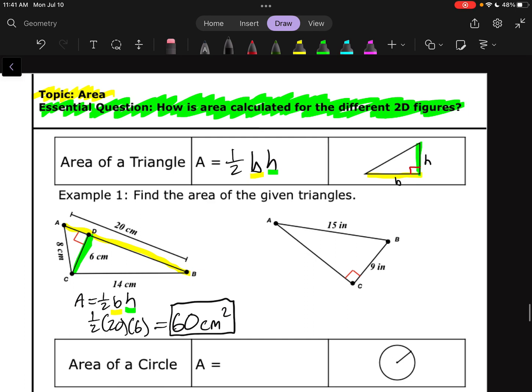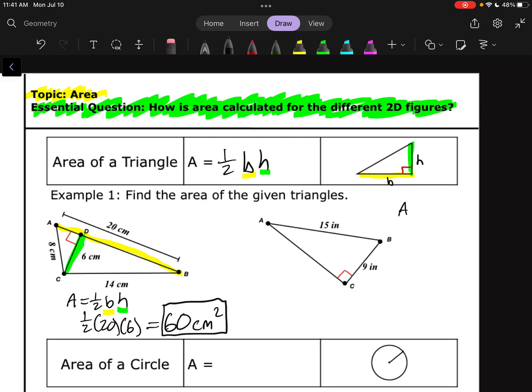For our second one, if we want to do 1/2 base times height, I would think that our base would be this side, which we actually don't know right now. And our height is the 9, because that's where the right angle is. The 15 is not really relevant for us right now, because it's not the base or the height. So we got to actually figure out what this is. Conveniently, in a previous video, we've talked about the Pythagorean theorem. So let's do that real fast.